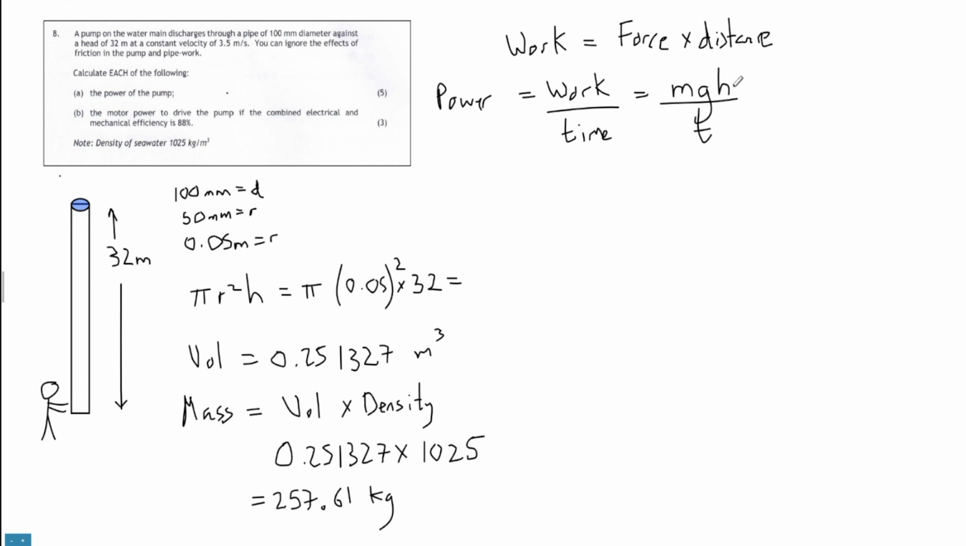It's like mgh. I remember it as mgh. It sounds like miles per hour, so it's like mgh instead of mph. So I can remember that quite easily.